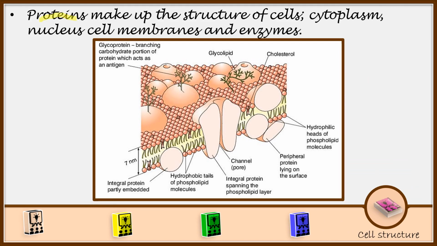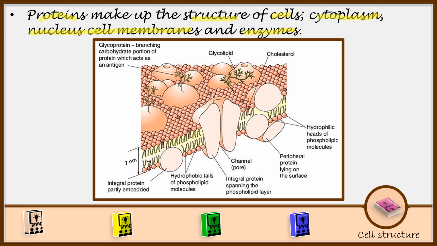Proteins make up the structure of the cells. They form the cytoplasm, the nucleus, cell membranes, and enzymes. All of them are made up of proteins. And proteins are the ones that make the structures of the cell cytoplasm. We saw the cytoplasm and the nucleus. We saw the cell membrane and the enzymes.